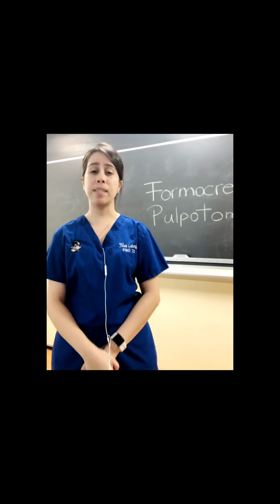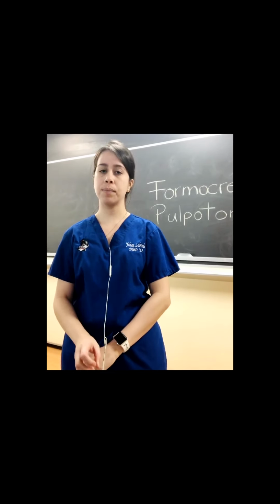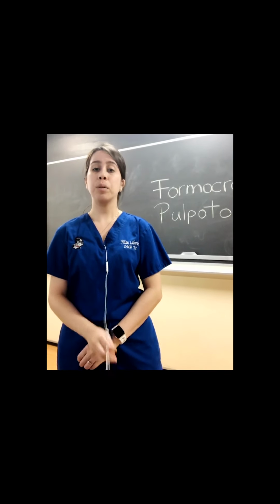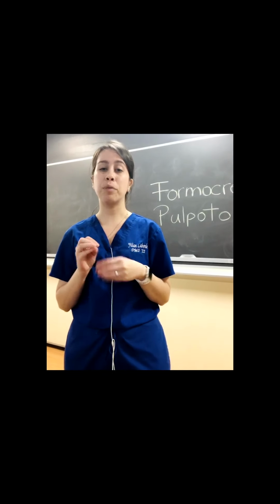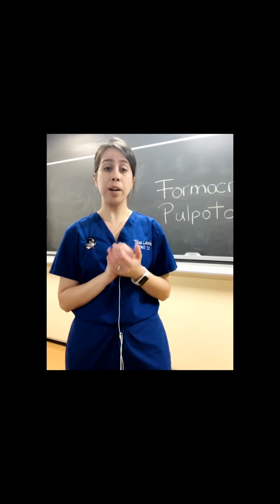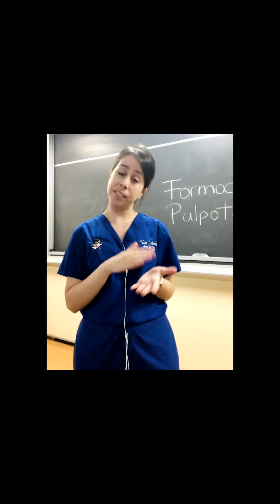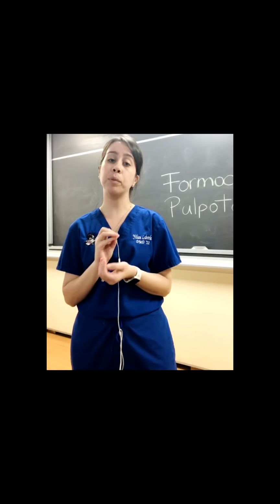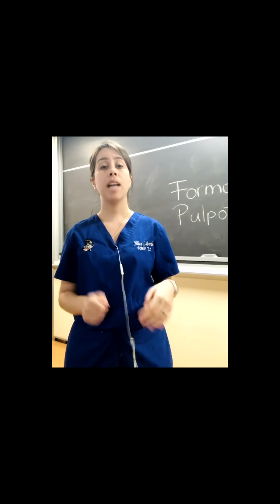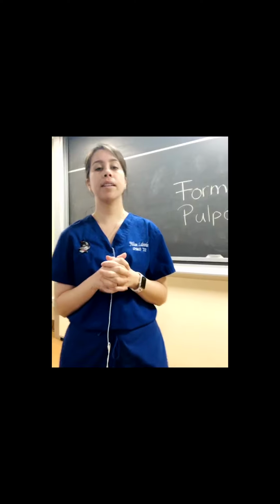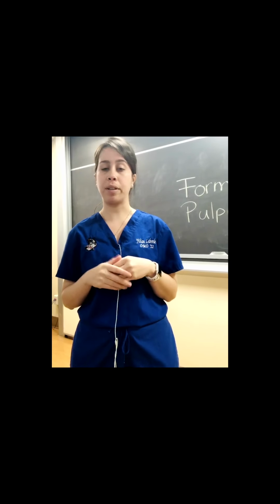And finally, what is the criteria for success? The failure of formocresol pulpotomies is usually detected on radiographs. The first signs of failure are often internal resorption of the root adjacent to the area where the formocresol was applied. Now, this may be accompanied by external resorption, especially as the failure continues to progress.